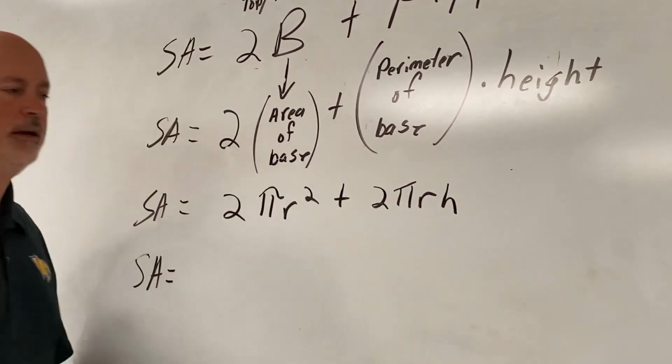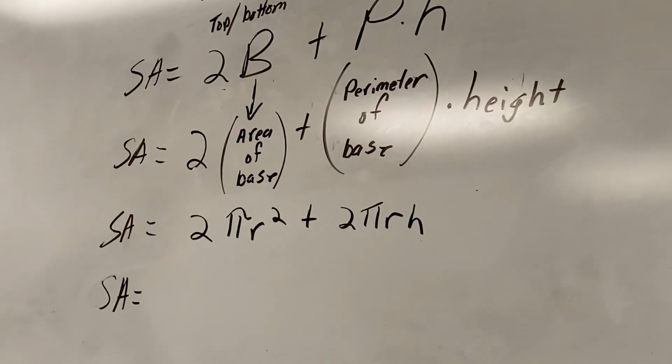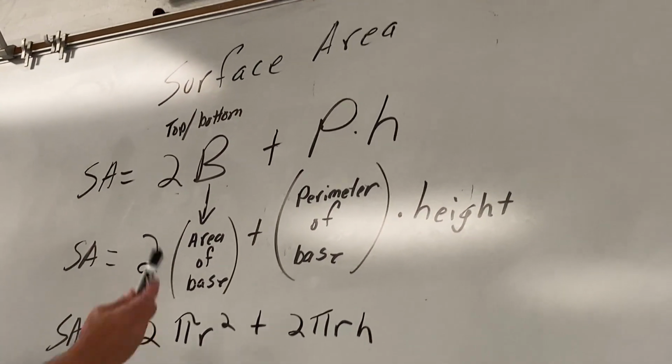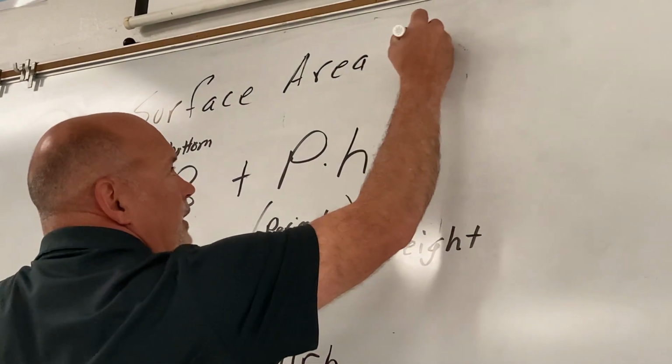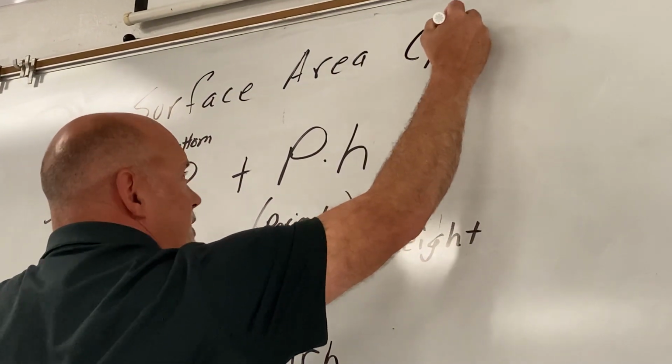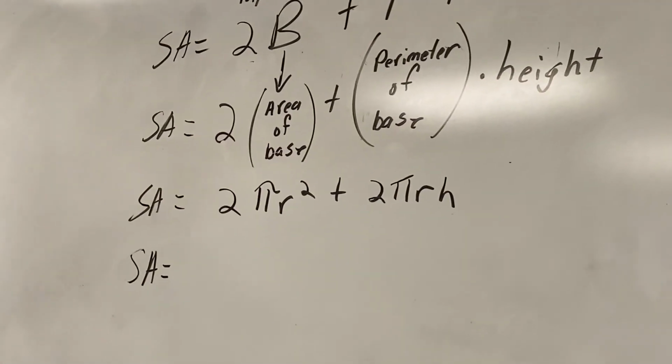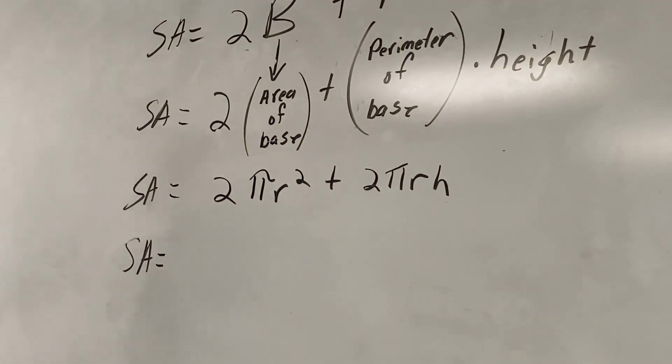So here is the formula we are going to use today to find the total surface area of a cylinder. It's going to be 2 pi r squared plus 2 pi r h. Questions so far? All right, I got one.